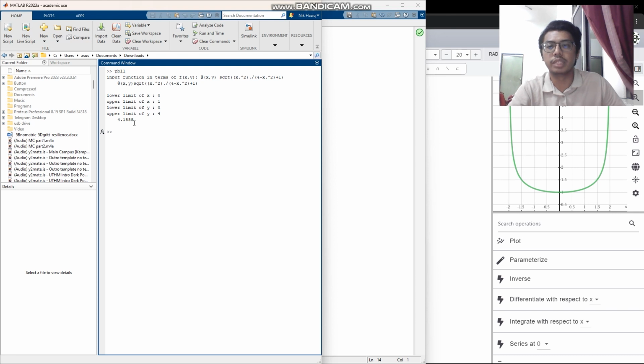So the software implementation and the manual calculation are the same, hence the calculation is proven correct.